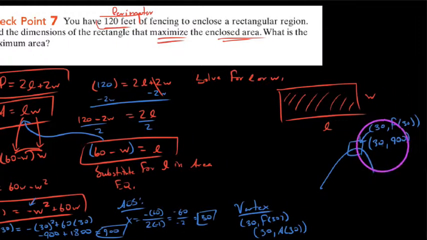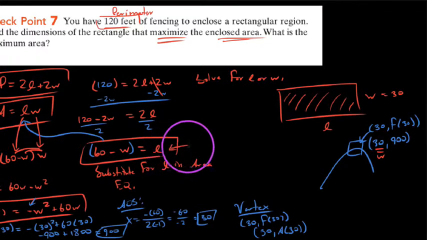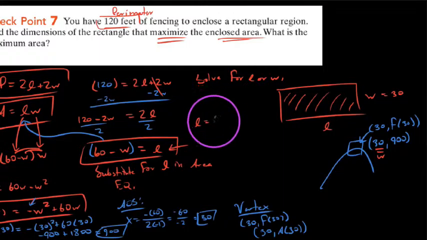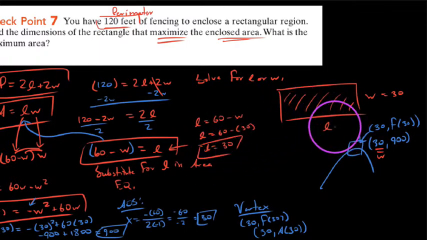And so I would say that our rectangular space here would benefit by having a width that is equal to 30. I'm going to put this on our picture here. We say 30. Once I have the width, we can solve for the length. Recall that the length is 60 minus the width, which in this case gives us 60 minus this 30, which would show that our maximum area actually occurs when we have a square. This would be 30.